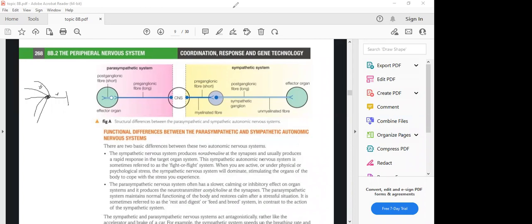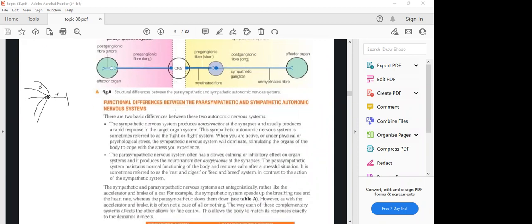But in the sympathetic system, the post-ganglionic fiber is just one. This is just representative. It's a representative diagram. That's not an actual diagram.